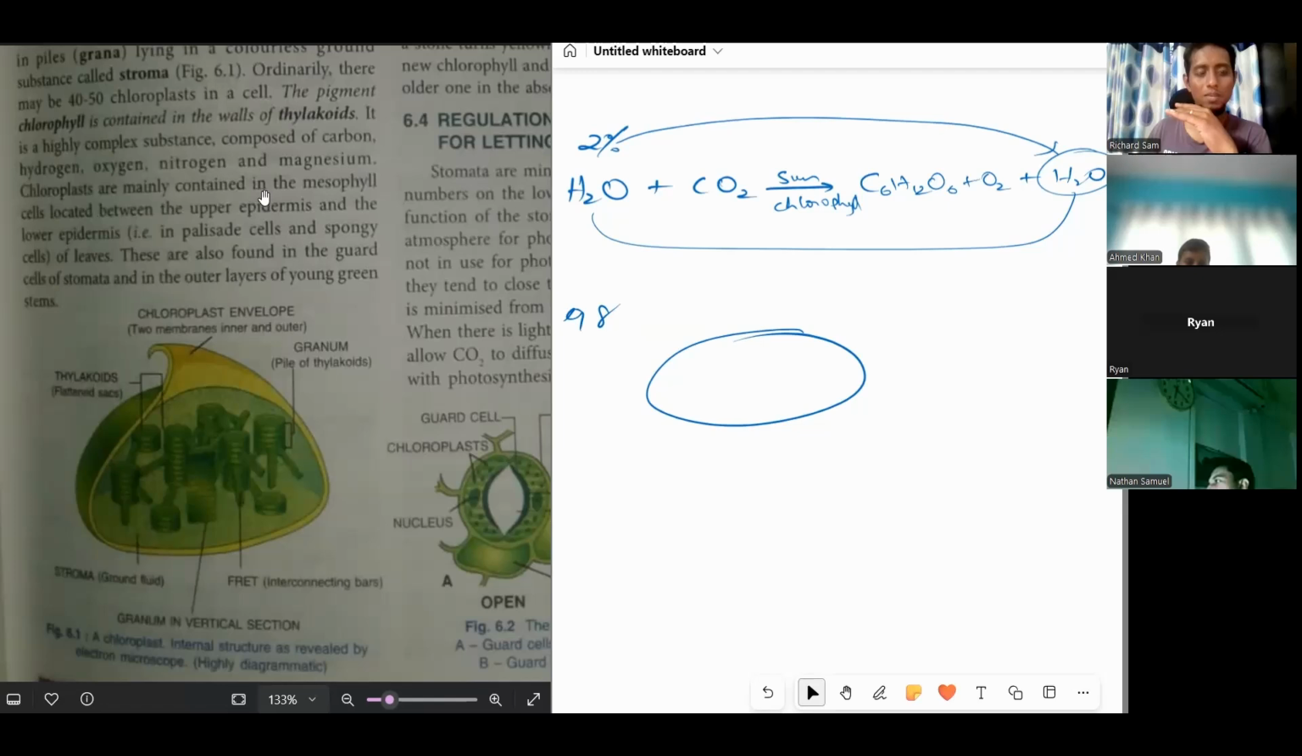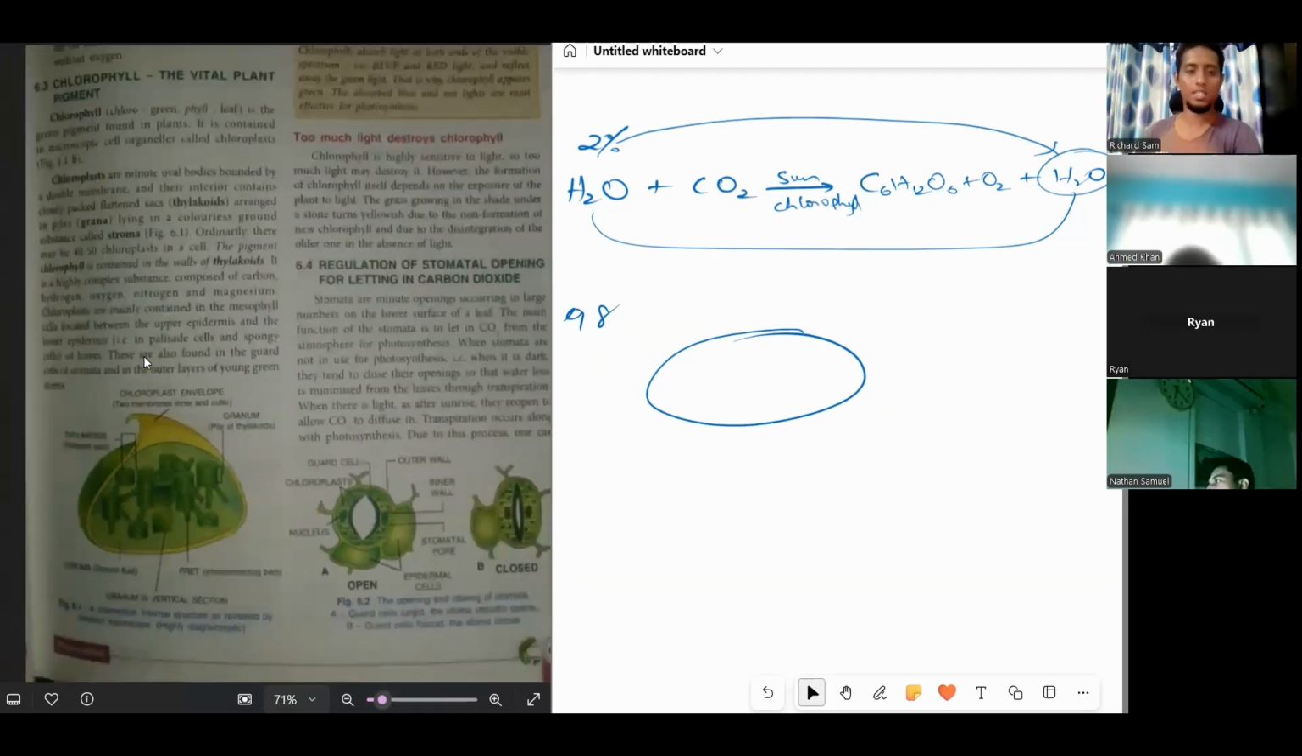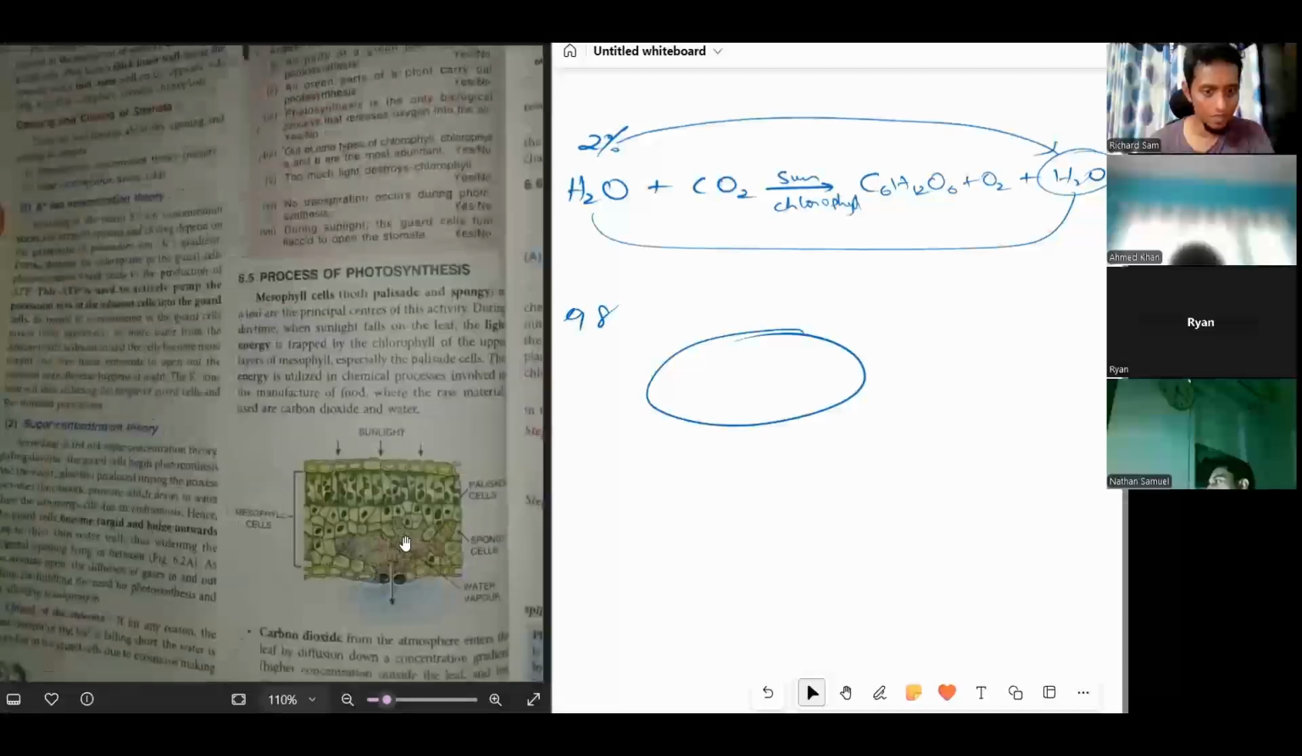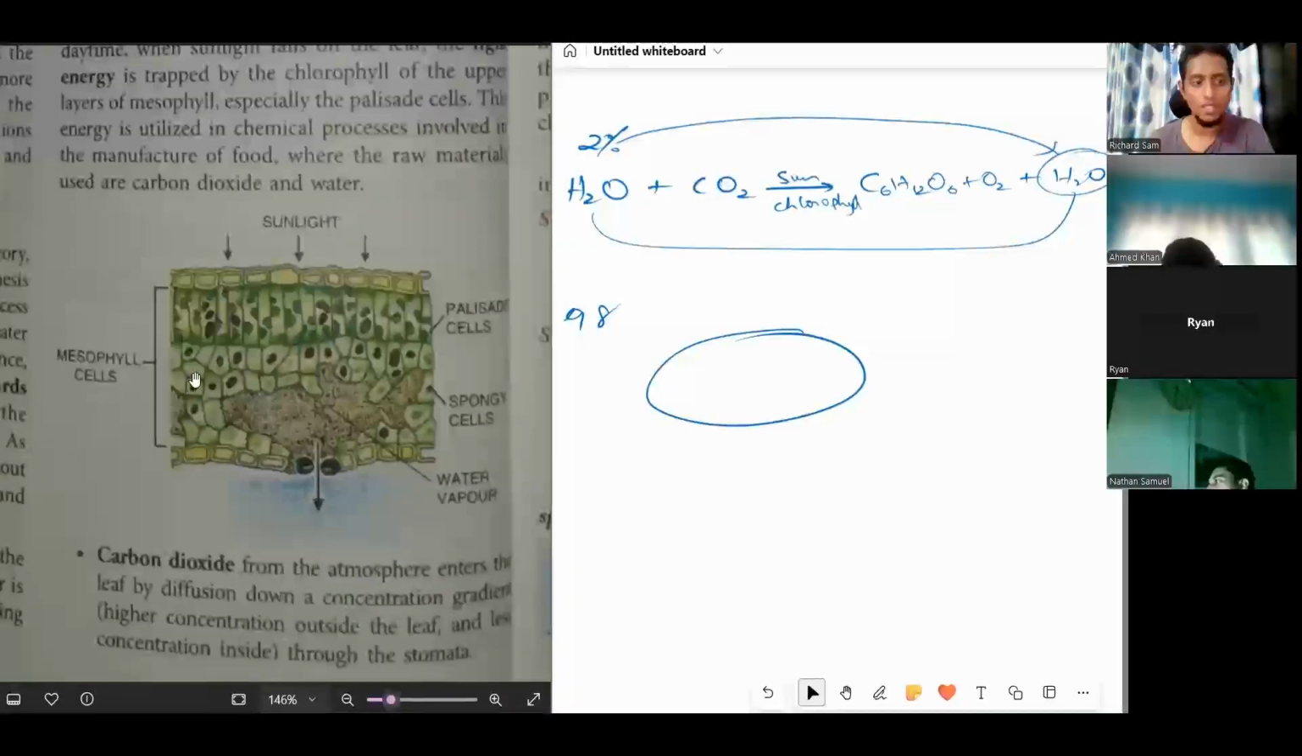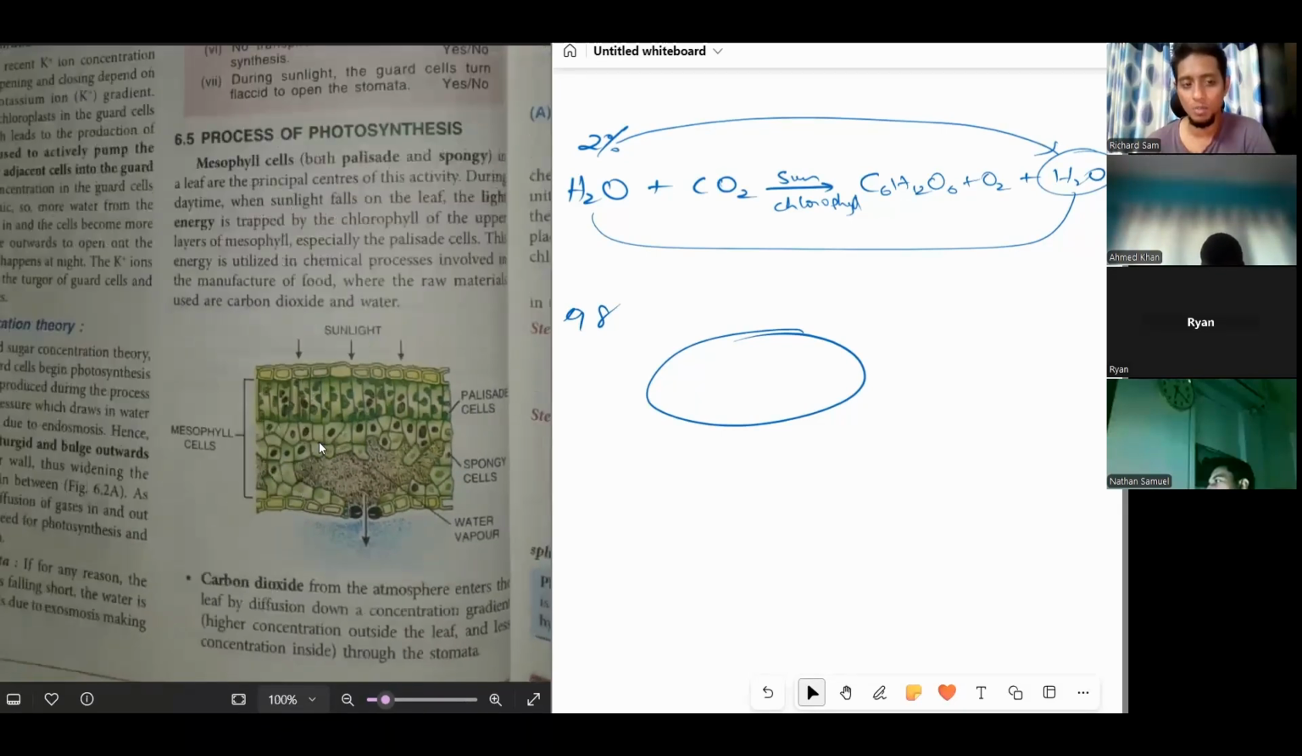So chloroplasts are mainly contained in the mesophyll cells located between the upper epidermis and the lower epidermis. That is palisade cells and spongy cells of the leaf. See, we have the structure of a leaf here. This is the structure of the leaf. So you can see all the cells together between the upper and lower epidermis are the mesophyll cells. Mesophyll cells, there are two types. Upper cells are called palisade cells and the lower cells are called spongy cells.